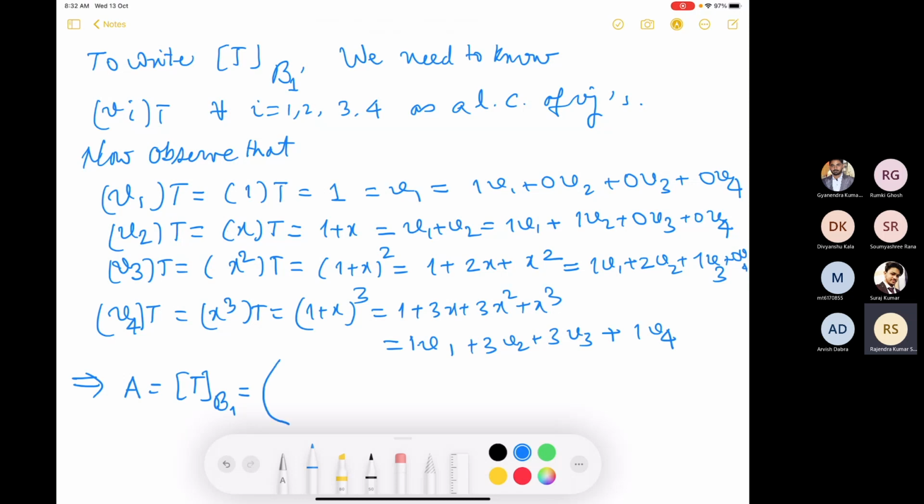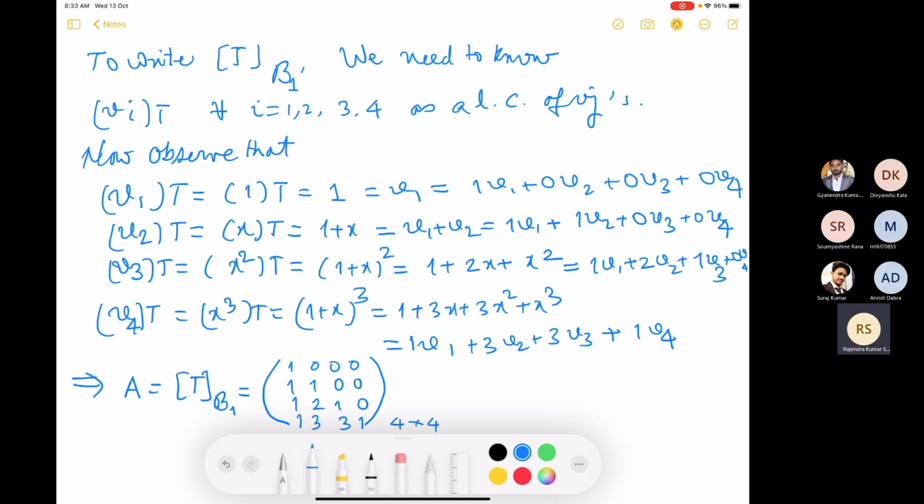And that gives me the matrix A, the matrix of T with respect to the ordered basis B1, as 4 by 4. First row obviously is 1, 0, 0, 0. Second comes from V2T: 1, 1, 0, 0. Third comes from V3T, so this is 1, 2, 1, 0. And finally the last row, the fourth row, comes from the last equation: 1, 3, 3, and then 1. So this is the matrix here. Size is 4 by 4. Good. So we have got A.